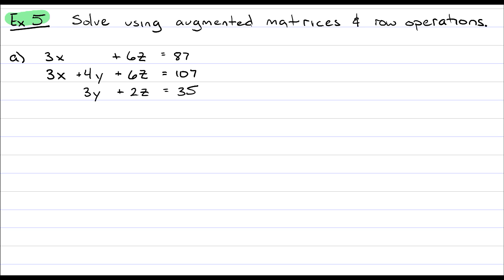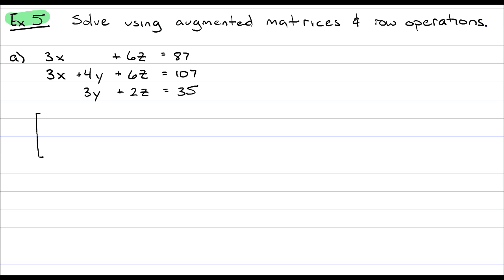Okay, so in part A, I have this system that I want to solve using row operations. So my first step is to put this in an augmented matrix. I'm actually going to do something a little bit different on this problem. I'm going to start by seeing if any of my rows are divisible by anything. By doing this, I'm going to save myself a step or two once I get into the work of doing the row operations.